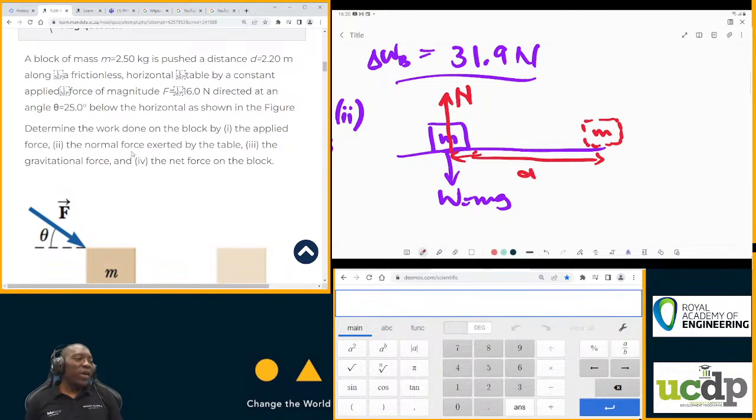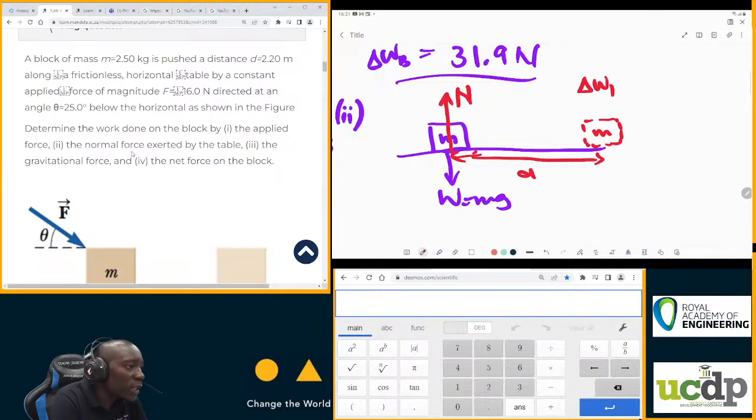So this should be very simple because remember, work done is force times displacement, force times displacement in the direction of the force. Now that the displacement is not in the direction of the normal, then that means because they are perpendicular, there is no work done there. We can say work done on the block by the normal force.